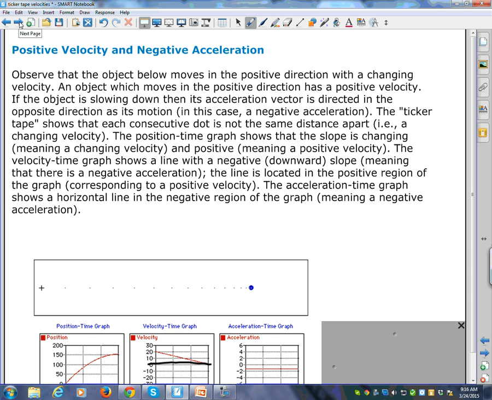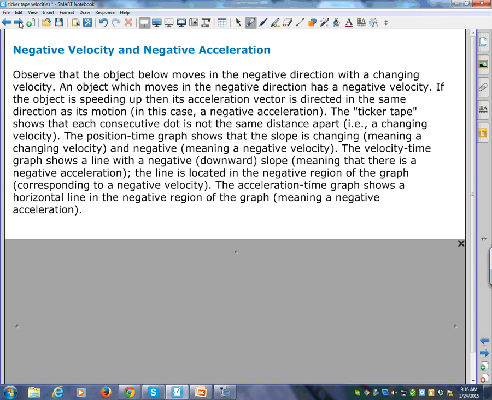What's the next one? I seem to remember that there's one missing here. Maybe I fixed it, I don't know. Is there one on the back page? Do you have negative velocity, negative acceleration next? There might be one missing, I always forget.